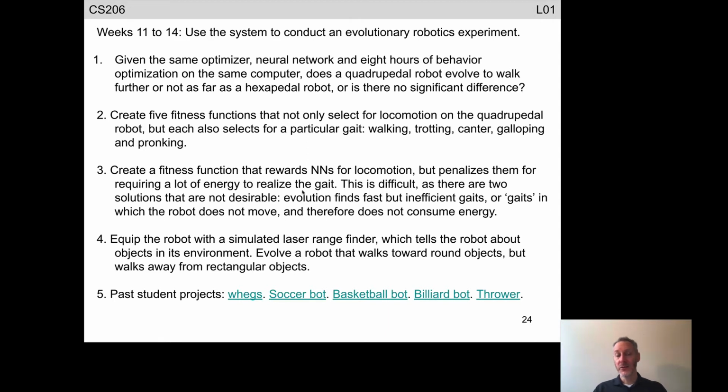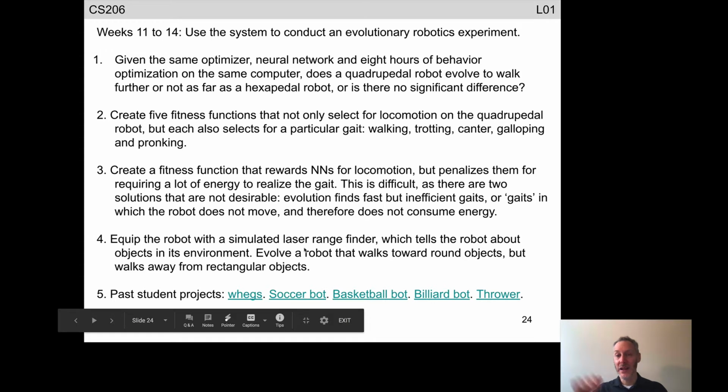Project idea 3 is, again, to create a fitness function that selects for velocity or fast locomotion, but penalizes for using a lot of energy while it does so. One of the hallmarks of the human species, we tend to focus on our intelligence. We are able to move very long distances using very small amounts of energy. We are one of the most energetically efficient movers on the planet. You might not seem so sometimes. It's very difficult to evolve a robot that moves quickly and efficiently. So that could be an interesting idea.